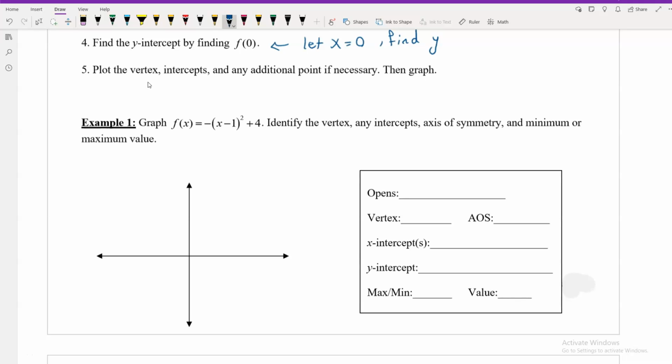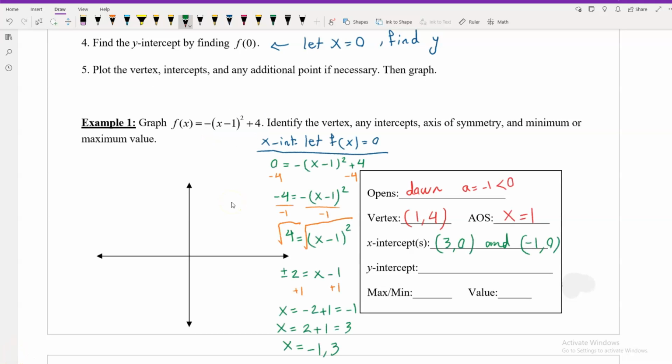Example 1: graph f(x) equal to negative (x minus 1) squared plus 4. Identify the vertex, intercepts, axis of symmetry, and minimum or maximum value. So here on this part, a is equal to negative 1, and it's less than 0. Because of that, this graph opens down. The vertex is what we have here, so it's (1, 4). The axis of symmetry is x equal to 1.